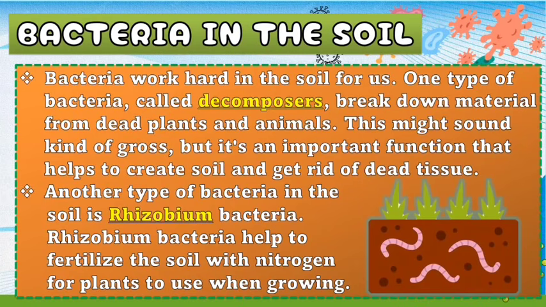One type of bacteria called decomposers break down material from dead plants and animals. This might sound kind of gross, but it's an important function that helps to create soil and get rid of dead tissue. Another type of bacteria in the soil is rhizobium bacteria. Rhizobium bacteria help to fertilize the soil with nitrogen for plants to use when growing.